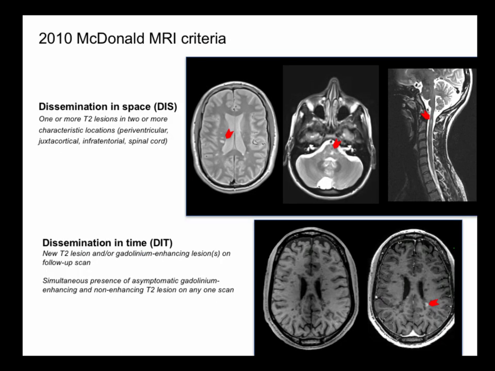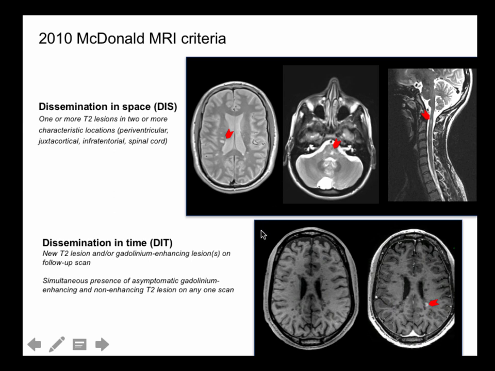So MRI is an exquisite tool to detect pathology in the CNS, and here are examples where we illustrate this dissemination in space on the MR. So you see the brain has a lesion pointed to by the red arrow. This is a periventricular lesion, so it's located next to the ventricles, where the CSF is, and it's located inside the white matter. You have also a location in the infratentorial area, and you can have also a lesion in the spinal cord, right? So if you can see any of those, you're likely to demonstrate this dissemination in space.